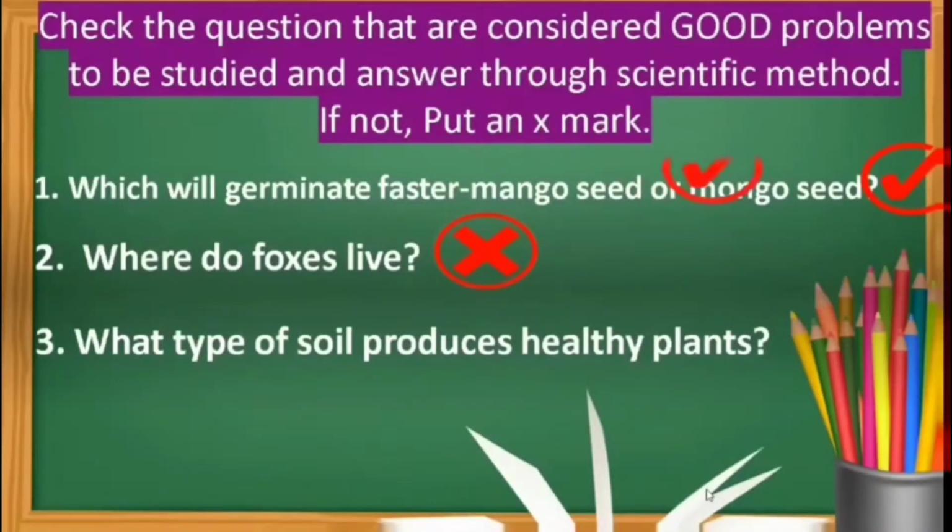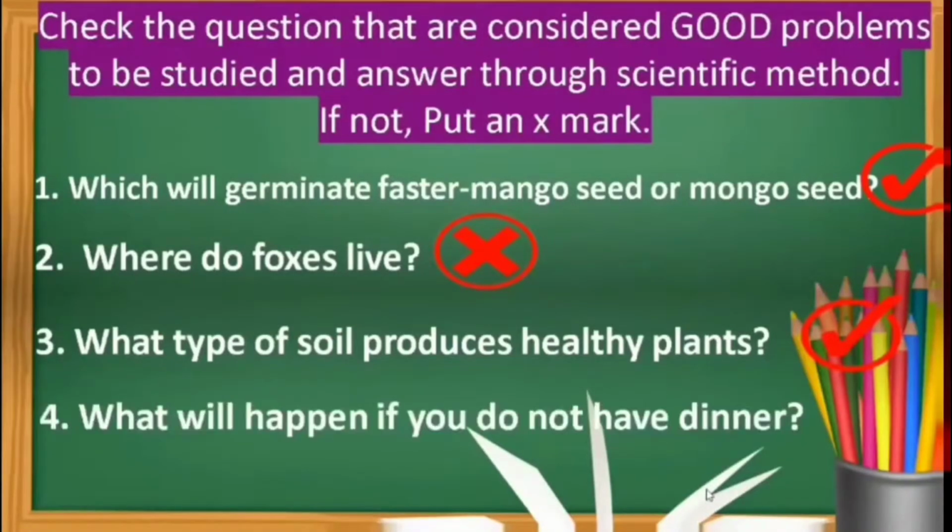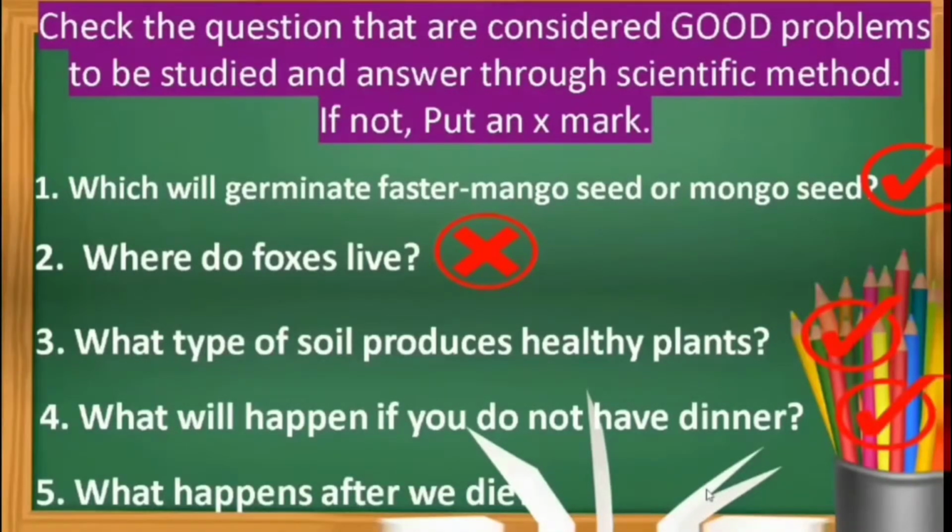Number 3, what type of soil produces healthy plants? Number 3 is a check. We can perform a scientific investigation for this question. Number 4, what will happen if you do not have dinner? It is a check mark. And number 5, what happens after we die? Number 5 is an X, because after we die, we will not be here anymore to finish the scientific investigation.